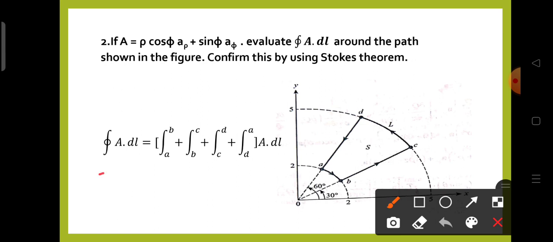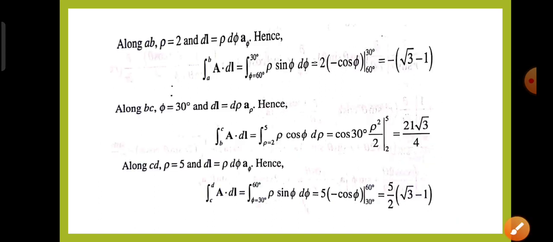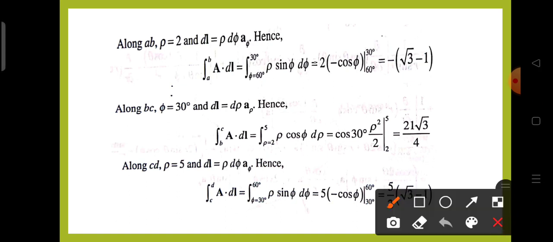Here A dot dl is the line integral from A to B, then B to C, then C to D, then D to A. This is the closed integral path. If we find the value of the individual integrals, then we can sum them all to get the closed line integral of A dot dl. Along AB, rho value is 2, and dl varies in the phi direction, so rho d phi a_phi.